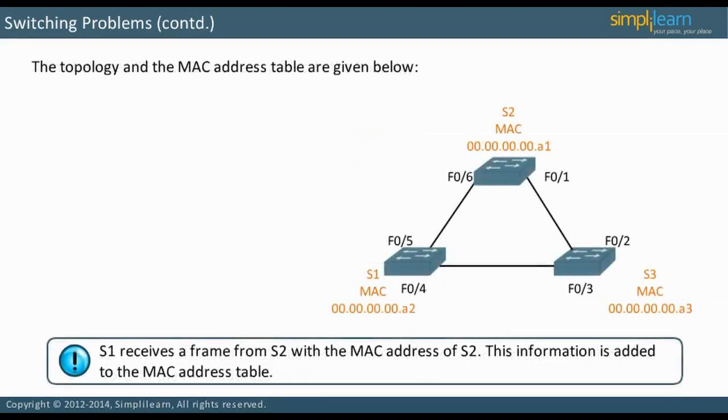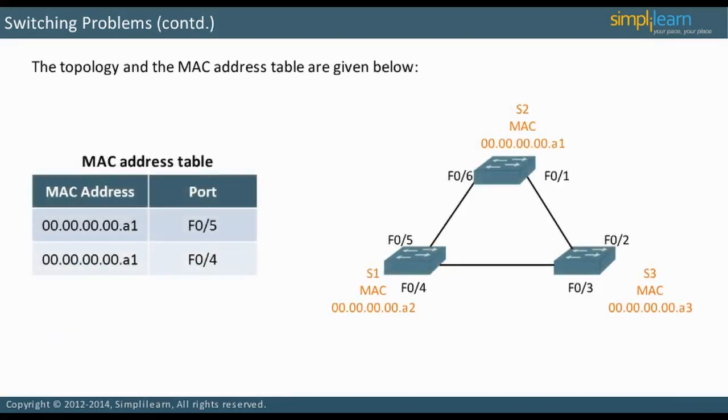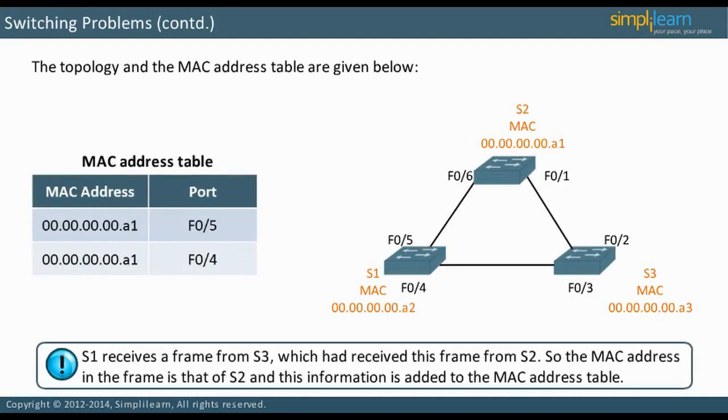S1 receives a frame from S2 with the MAC address of S2. This information is added to the MAC address table. S1 can reach MAC A1 via interface F05. Let us continue filling the MAC address table in the next slide. The MAC address table is filled.